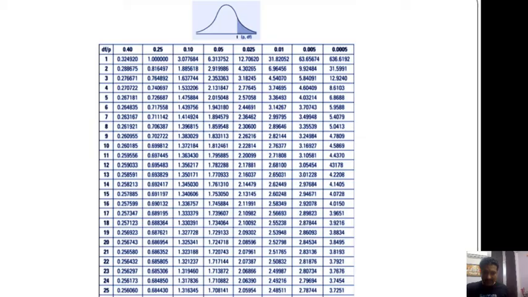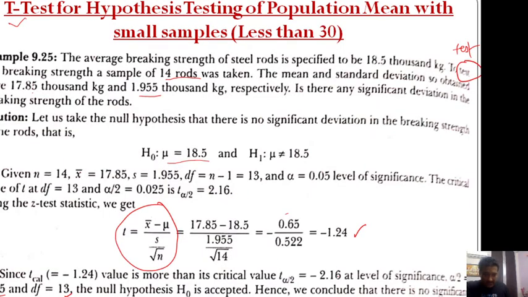What is the value of t? So here degrees of freedom are 13. This is the 13 degrees of freedom, and the value of t at 0.025, I think this is the value, 2.16. Okay, 2.16 is the value. So go back to the question. So here t alpha by 2 is minus 2.16.